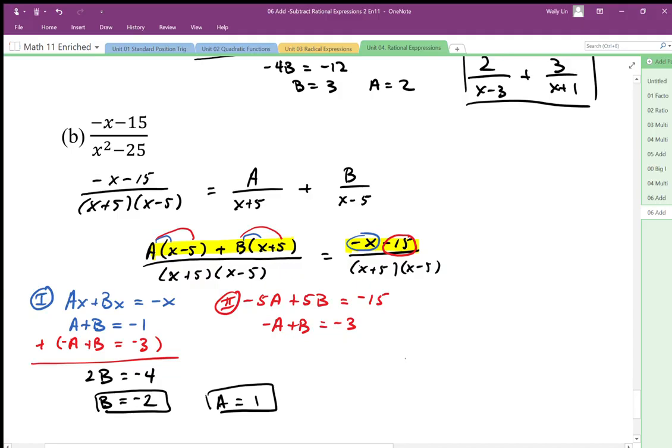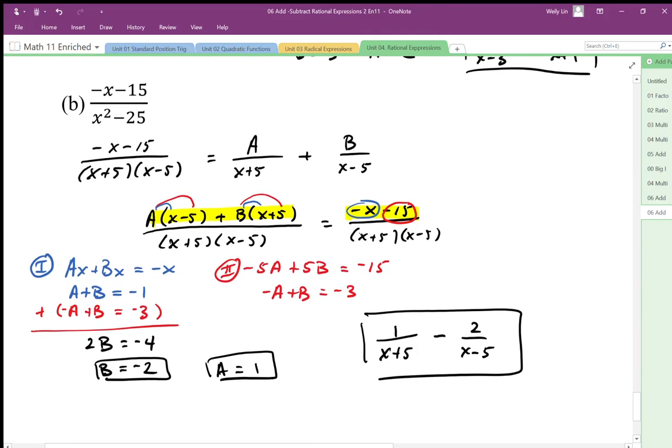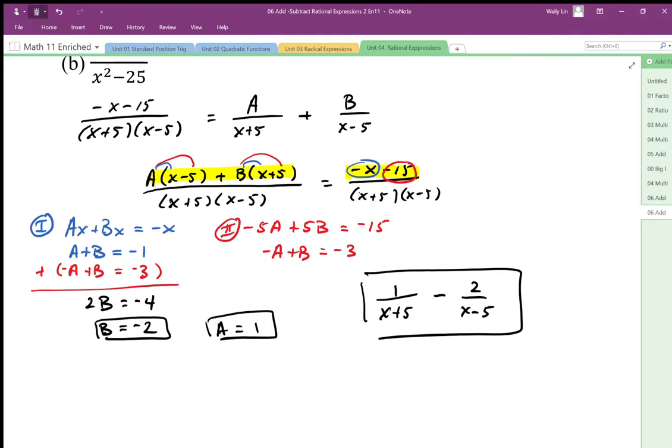So I've now decomposed my addition. It would have started off as 1 over x plus 5 minus 2 over x minus 5. And there's my rational expression that was added together, decomposed into its partial fractions. These are what we call partial fractions. Again, we can test this by just multiplying. We end up with x minus 5 minus 2 times x plus 5, all over my common denominator.